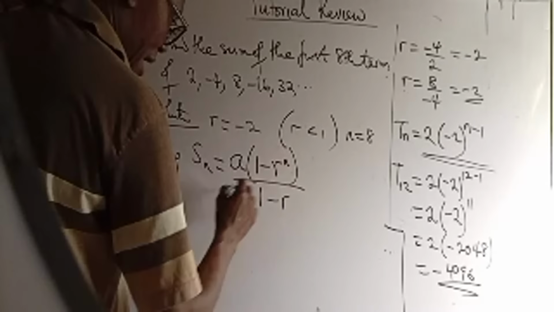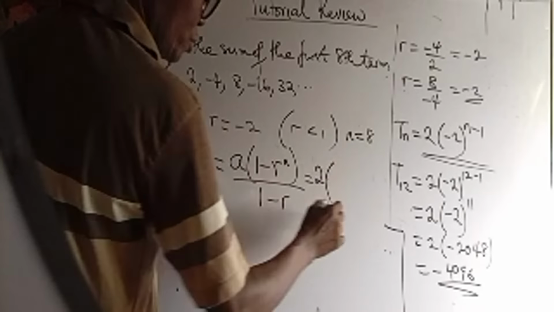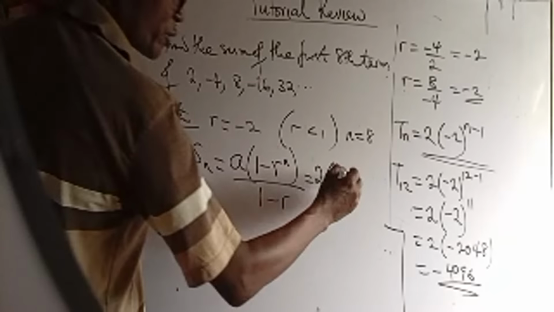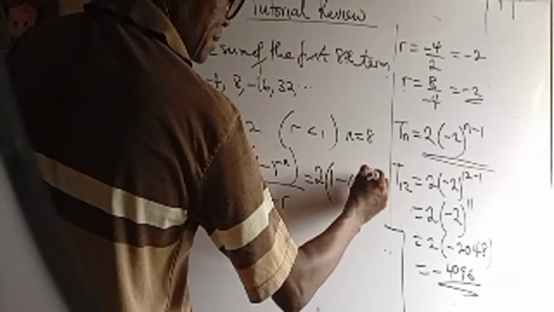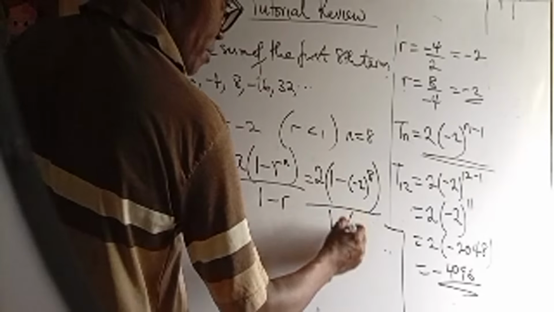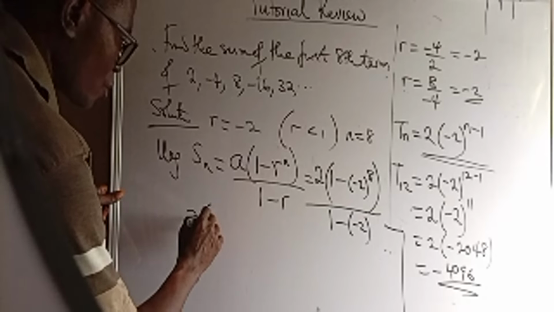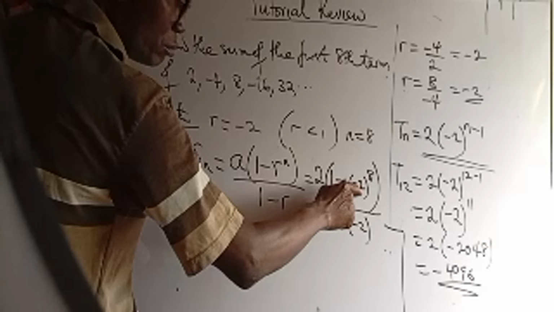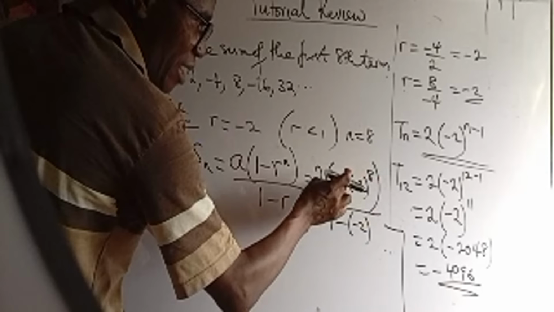So that now implies, what is the first term? 2. 2 into 1 minus, our R is minus 2, minus 2 raised to power n, n is 8, all over 1 minus R again, minus 2. So that gives us what? 2 into 1 minus... Please don't multiply directly. Don't say minus times minus 2. Make sure you resolve this first. Find the value of this before you now multiply it out by this.